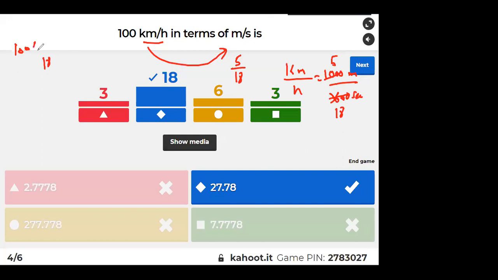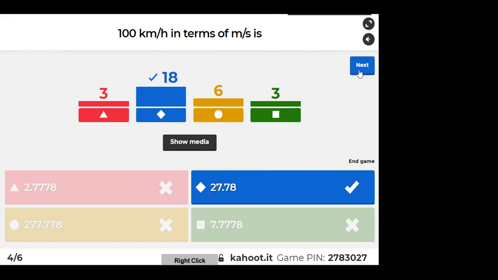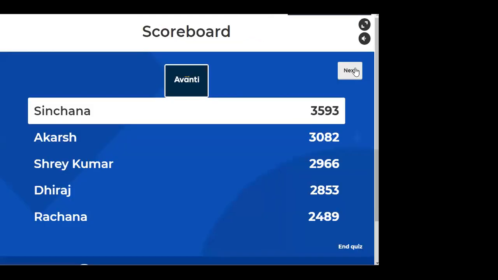It is 100 into 5 by 18. We know 100 by 18 is 5.56. 5.56 into 5, tell me, 5.5 into 5 is 25 something, so it is 27.78. Okay, multiplication and division everywhere, this is what I have told you. You will not have issues with the concept, you will have issues with calculation. Multiplication and division is very important.